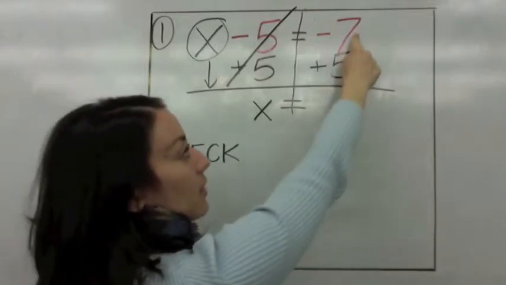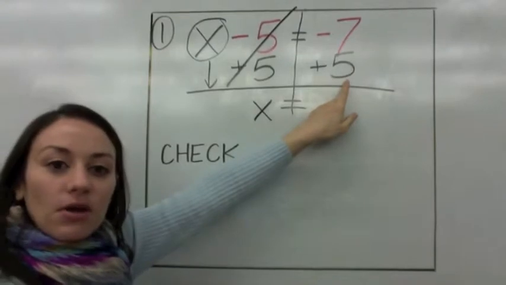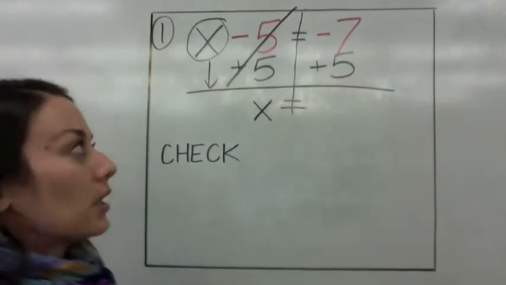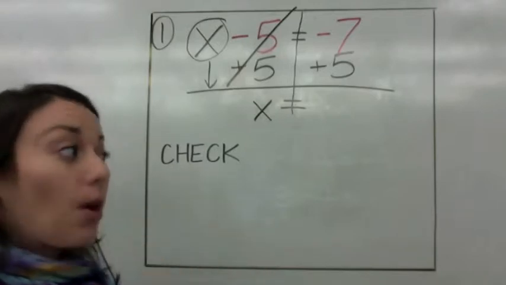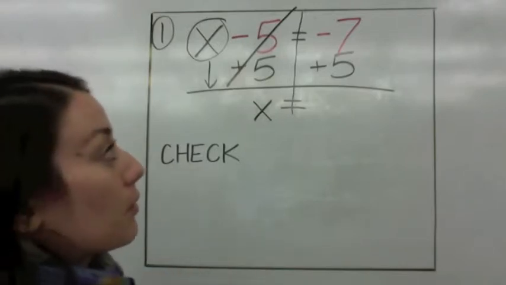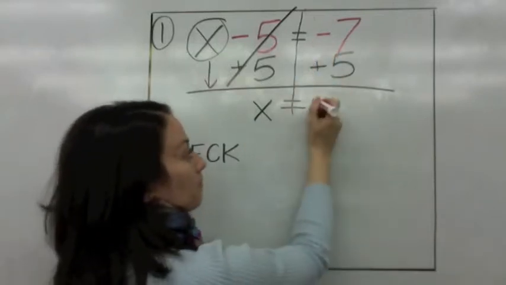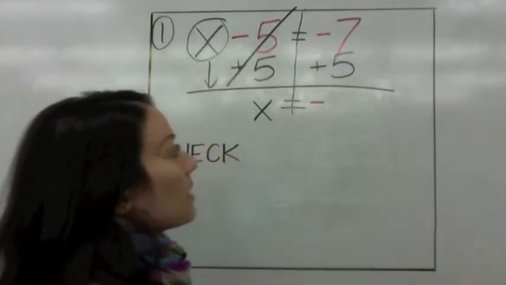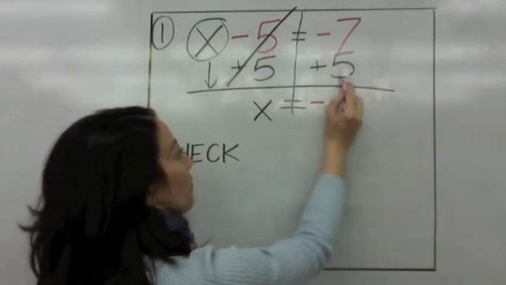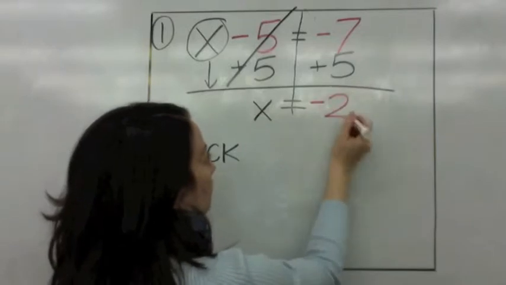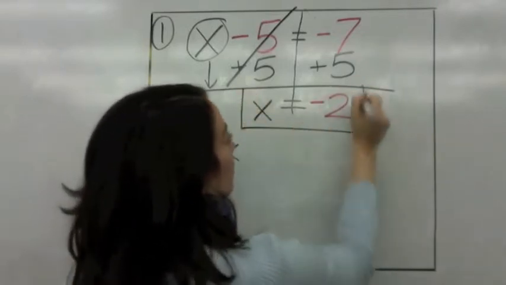This says a negative 7 plus 5. Are these signs the same or different? They're different, so you're going to subtract and keep the sign of the bigger number. The bigger number is 7 and it's negative, so the answer is going to be negative. I'm going to subtract 7 take away 5. I'm going to say 7, 6, 5, 4, 3, 2. So x equals negative 2.